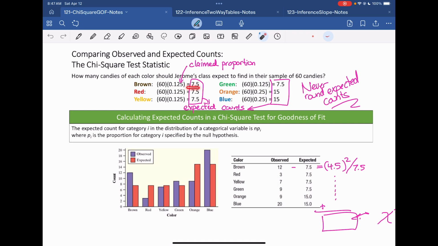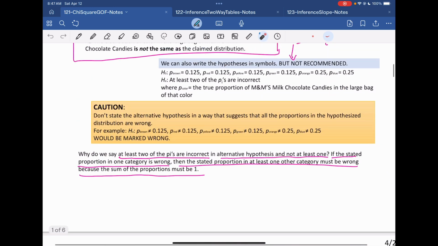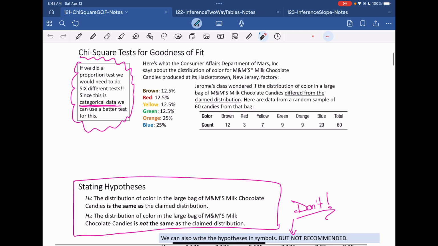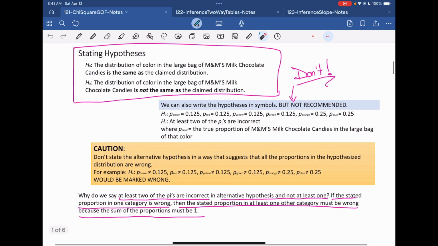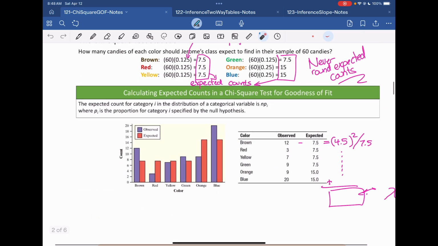But the expected amount of brown is 7.5. The expected amount of red is also 7.5 because it's the same proportion from what the company claims. 12.5, 12.5, 12.5, 12.5, and then there's 25, 25. There's probably a marketing reason for that, but I don't know the reason. So then that means that the orange and blue, of course, are expected to be 15, higher because the percentage was higher.